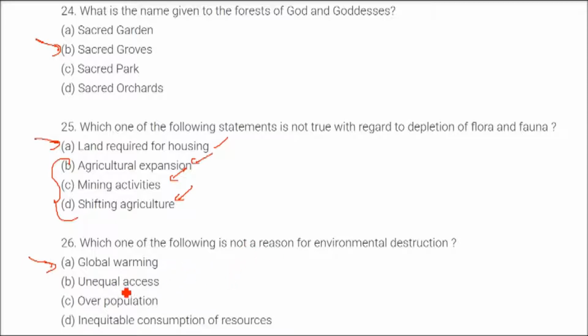So reasons are unequal access, overpopulation, inequitable consumption of resources. These are all the reason for environmental destruction. But we have been asked about not a reason, right? Global warming is the after effect when you destroy the environment.